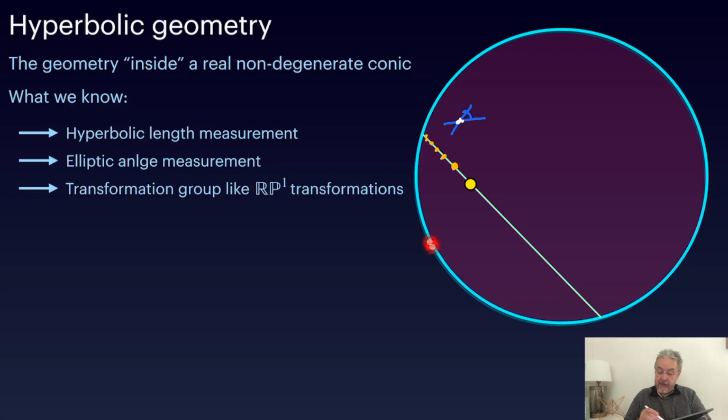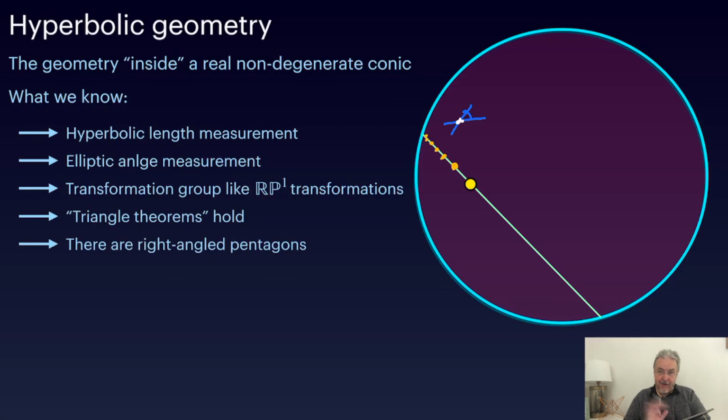And we also already studied the transformation group here, and it turned out that it is isomorphic to the transformations of a real projective line. And one of the reasons for that is that we can consider the fundamental conic as an isomorphic image of the real projective line. What we also already learned is that most triangle theorems hold, at least sort of, with the twists that you have to apply to that. We already have seen there are such beasts like right-angled pentagons, and there are no rectangles.